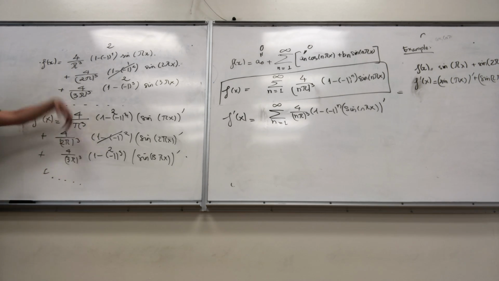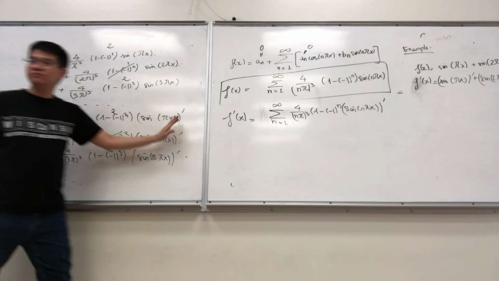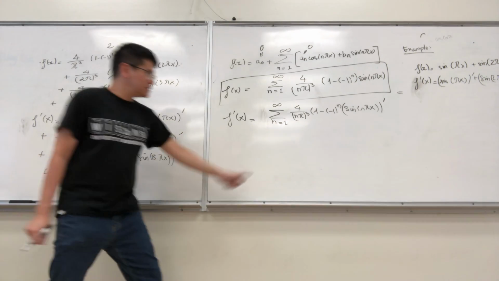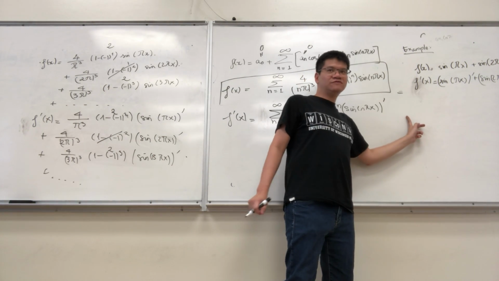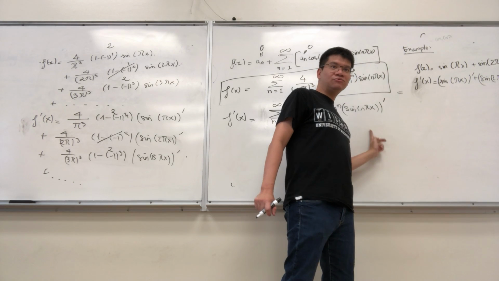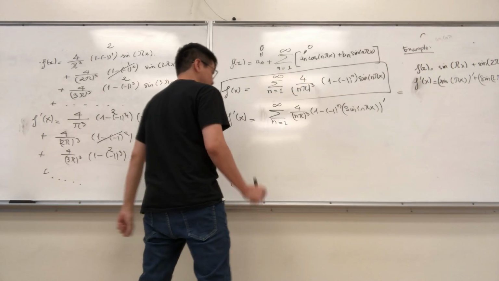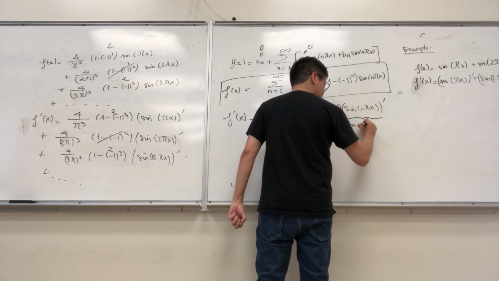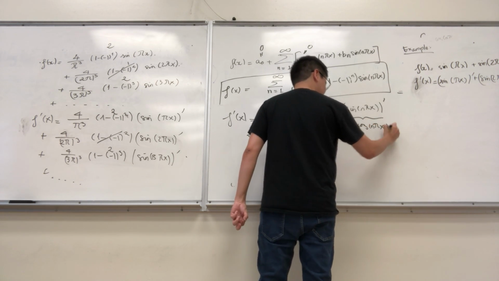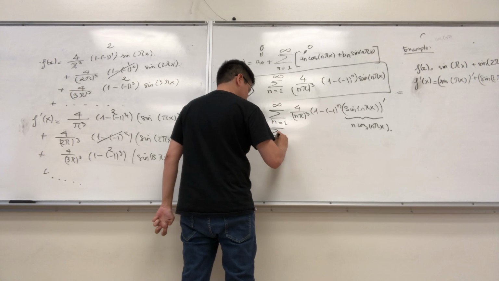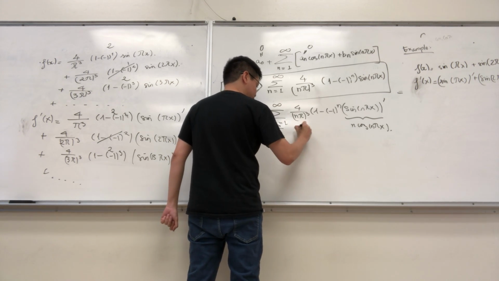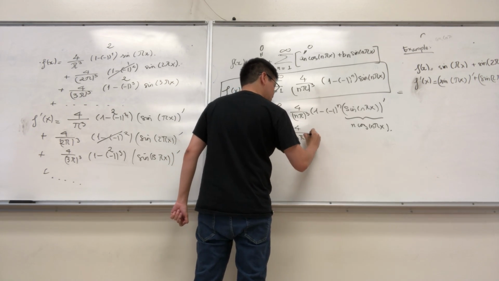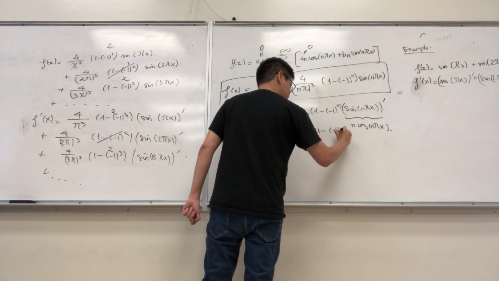Questions? You have a sum of functions of the form sinus. You take the derivative by taking the derivative on the sinus. Right, so now let us try to take the derivative of sinus n pi x. The derivative of sinus n pi x will give you n pi cosinus of n pi x, right? So this is going to be 4 over n pi to the power 3, 1 minus 1 to the power n.